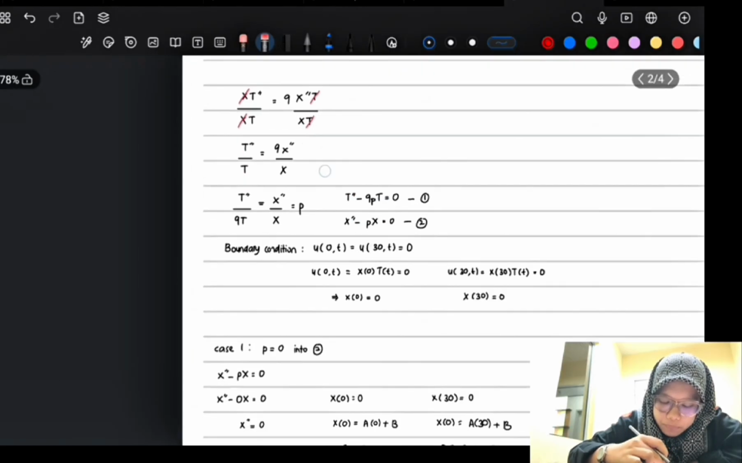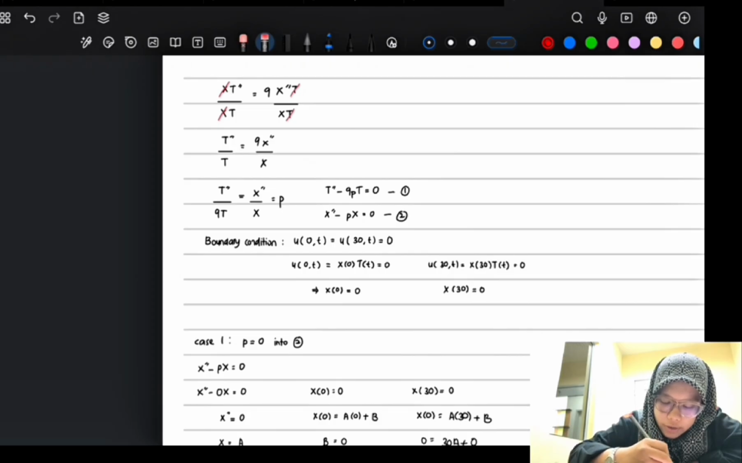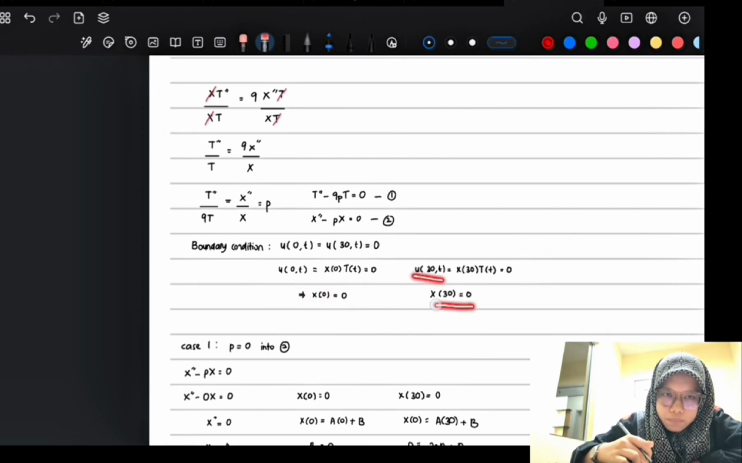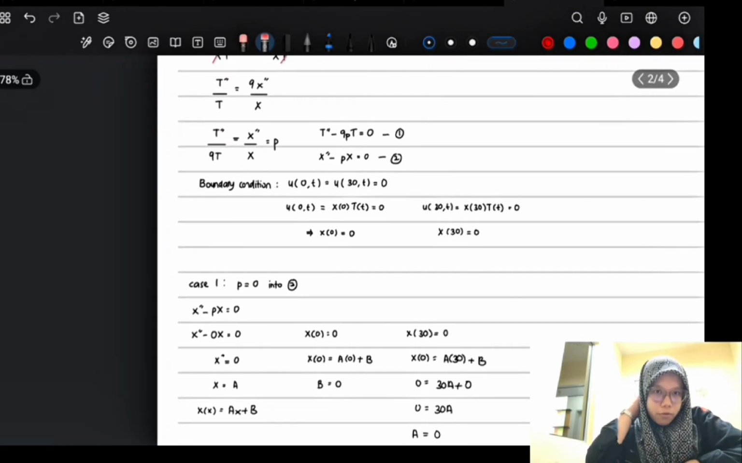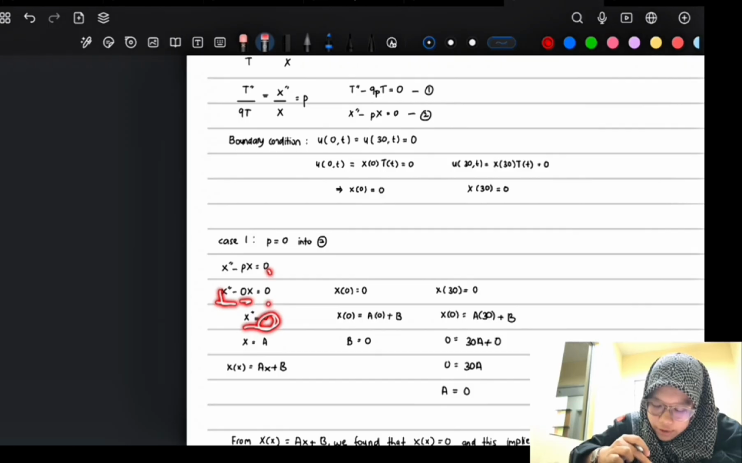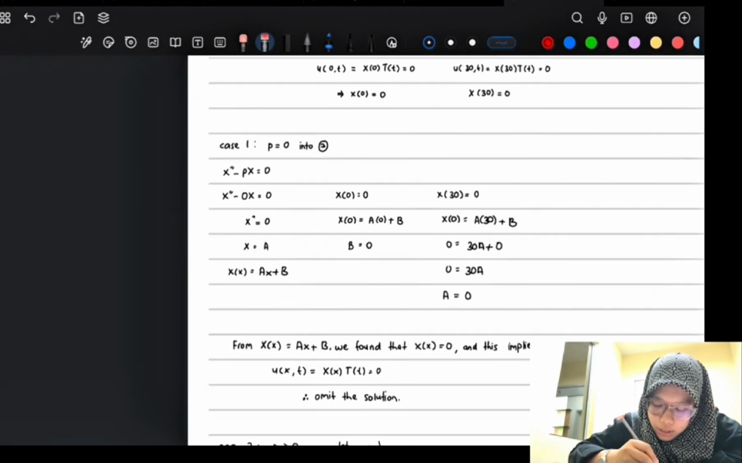From the boundary conditions, using u(x,t) equal to X(x)T(t) equal to 0, we get u(0,t) equal to u(30,t) equal to 0. Substituting into this equation, we get X(0) equal to 0 and X(30) equal to 0. From this, we find the different values of p. Case 1 is p equal to 0. We substitute into equation 2, X double prime minus pX equal to 0, then X double prime minus 0X equal to 0, so X double prime is 0. So we integrate and X prime becomes a, and we integrate again and it becomes ax plus b.